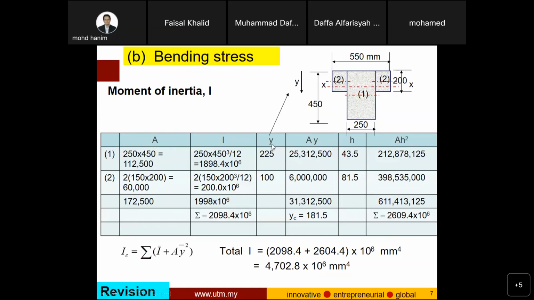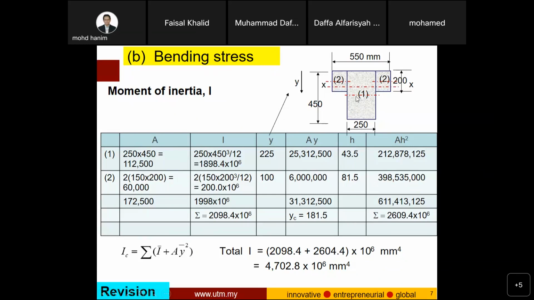y is the distance from the reference line to the centroid of each segment. h is the distance from the neutral axis of each element to the neutral axis of the whole section.